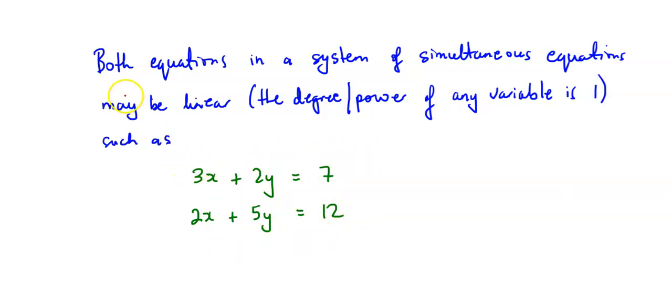So just a quick note, both equations in a system of simultaneous equations may be linear. So this word is very important, linear, where the degree or power of any variable is 1. Here we see the degree of the variables. If you look at each variable here, the degree of each variable is 1: x to the power 1, y to the power 1, x to the power 1 here, y to the power 1. So once the degree or power of the variable is 1, then it's called a linear equation.